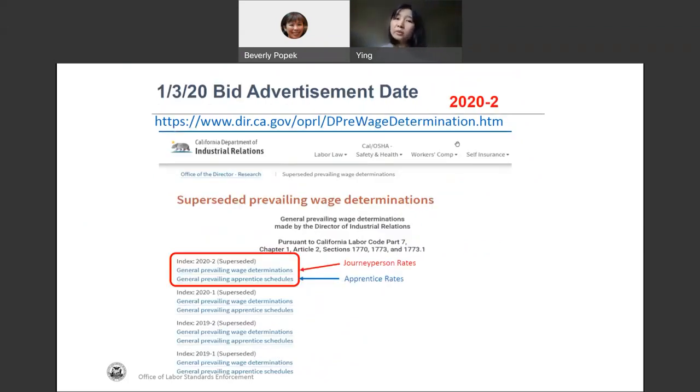Okay, so once we get to the next page, you do see that 2020-2 is listed as superseded. There are two links under that one. One is the journeyperson rate, and the second one is the apprentice rate. For the example today, we're going to use the journeyperson's rate, and we're going to look for cement mason. So let's click on general prevailing wage determination, which is the journeyperson's rate, here highlighted in red.